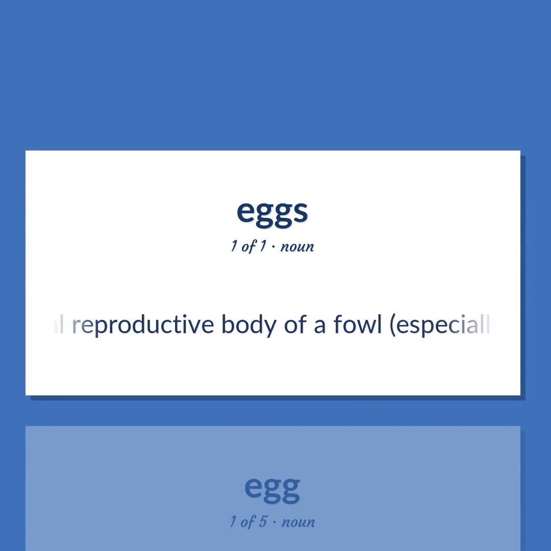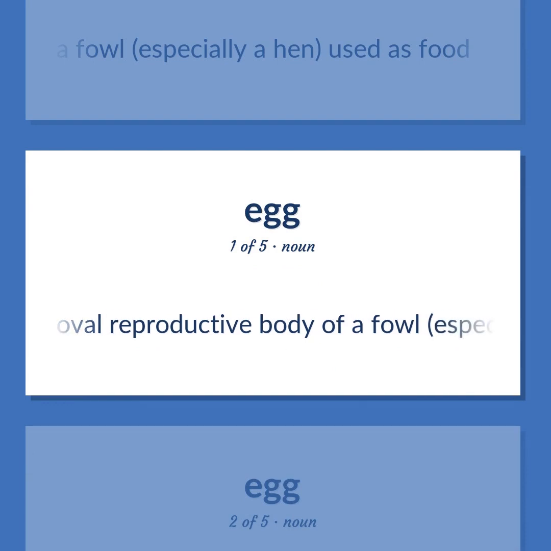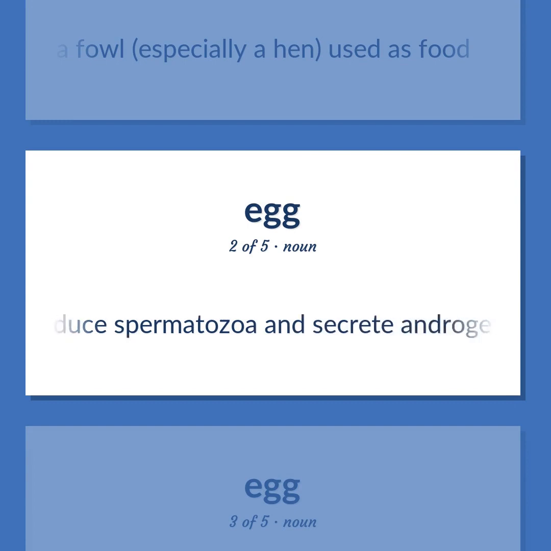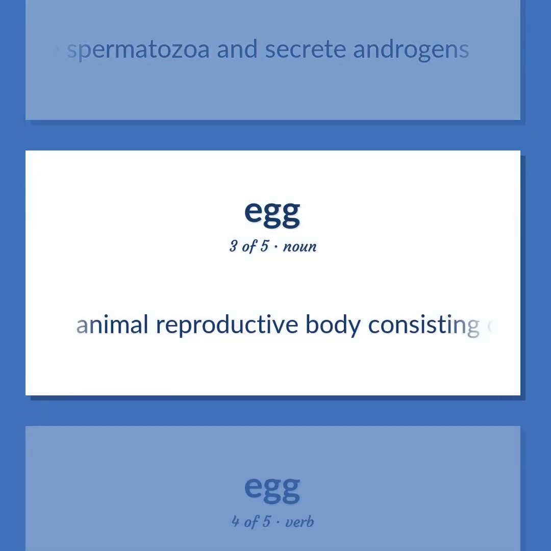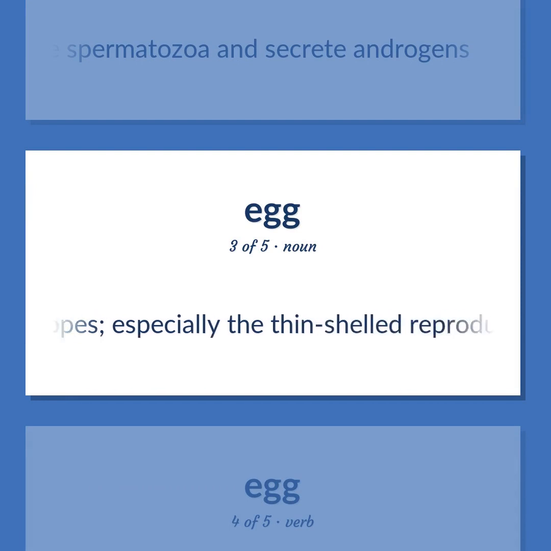Oval reproductive body of a fowl, especially a hen, used as food. One of the two male reproductive glands that produce spermatozoa and secrete androgens. Animal reproductive body consisting of an ovum or embryo together with nutritive and protective envelopes, especially the thin-shelled reproductive body laid by e.g. female birds.